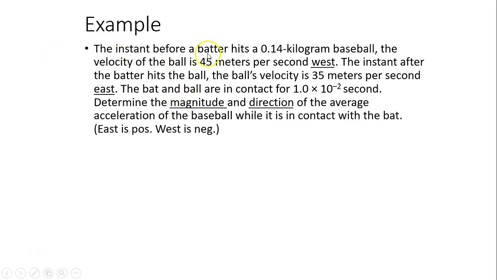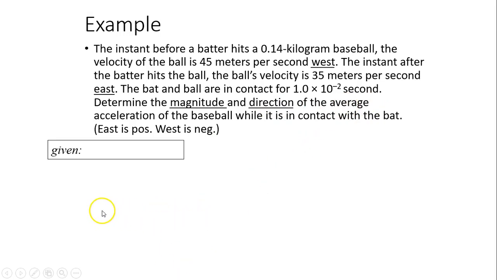Next question. The instant before the batter hits a 0.14 kilogram baseball, the velocity of the ball is 45 meters per second west. Remember when we talked about the convention for directions, west is negative. The instant after the batter hits, the ball's velocity is 35 meters per second east. That's positive. The time the bat and ball are in contact is 1.0 times 10 to the negative 2 seconds. Determine the magnitude and the direction of the acceleration.